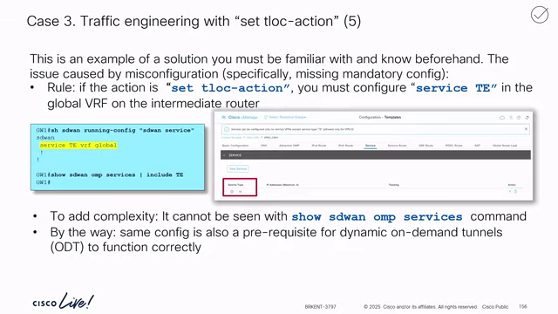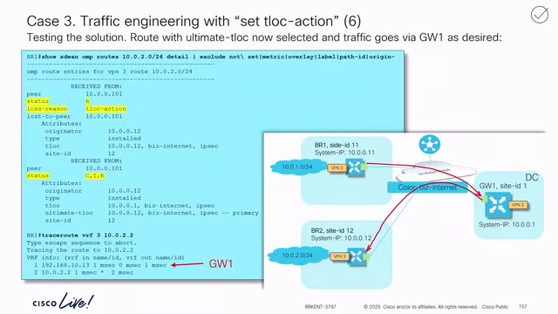By the way, this is also a prerequisite for on-demand tunnels. The on-demand tunnels, which establish connections between edge routers on demand, won't work if you don't have service TE enabled. Just a hint, although it is not about policies, certainly. Yes, so we set that service.